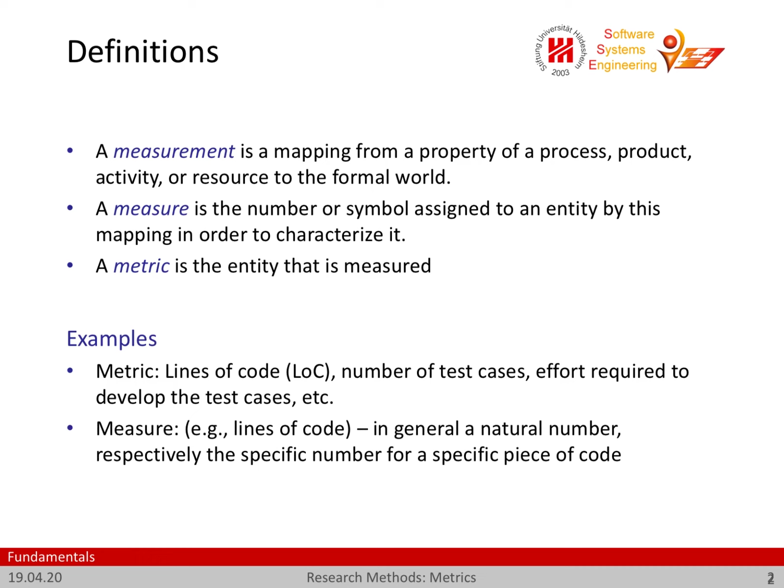The measure, that would be here exactly the number of lines of code, for example, is a natural number, respectively is a specific number for a specific piece of code. So the measure is a number and that number is part of the theory. The measurement is how to produce a number from the code, meaning this is our mapping procedure, and that can be very difficult. Here it's pretty simple, at least as long as we precisely define what we mean.